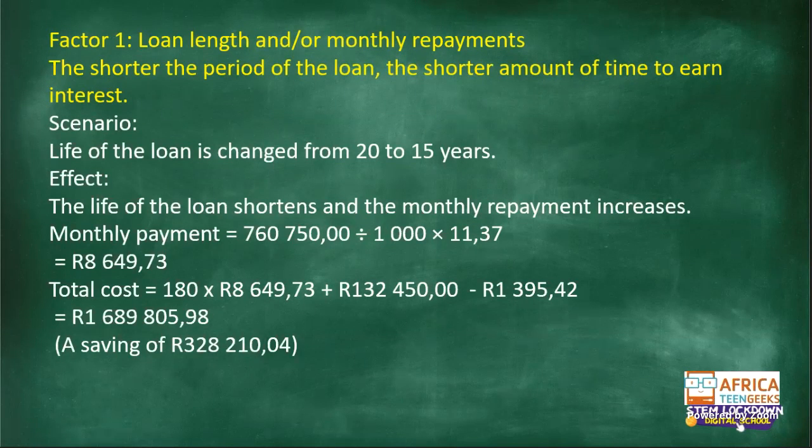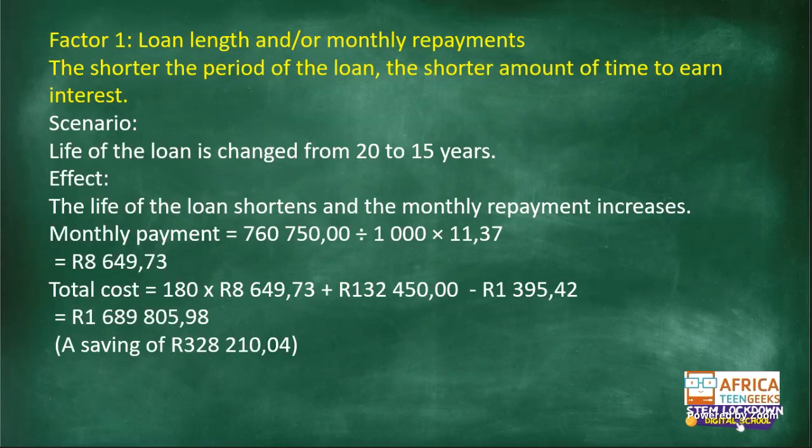And how do you calculate it? You can see there that, for instance, we have taken the factor value of 11.37, and then we multiply that by 1,000. And of course, when we divide the two there, you'll be able to see that your monthly repayment will increase. So it will definitely increase.